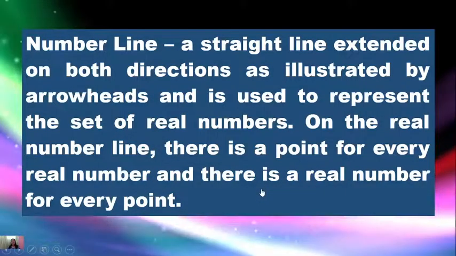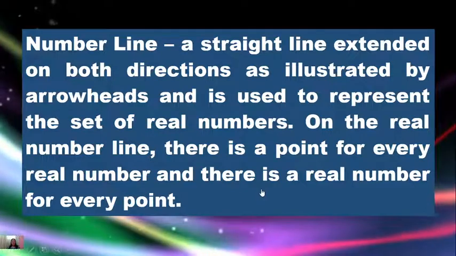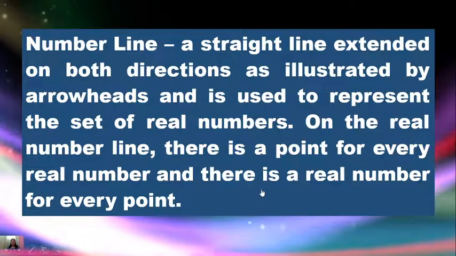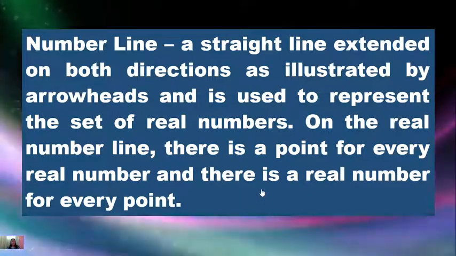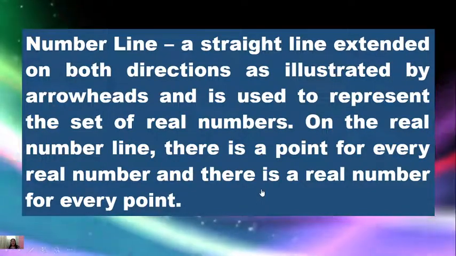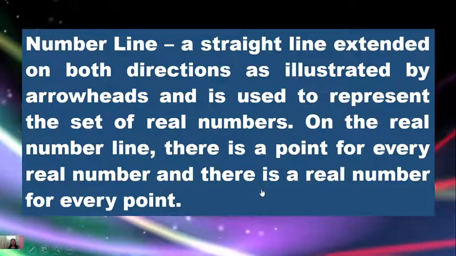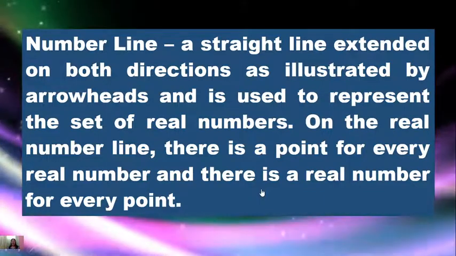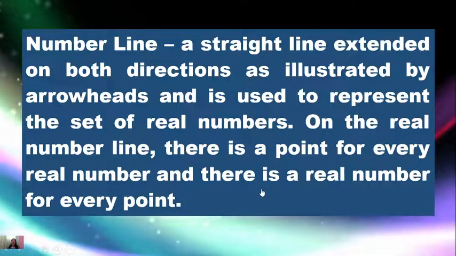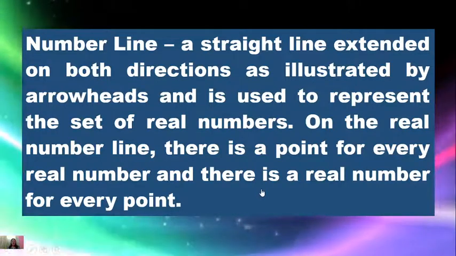Next. Number line. Another way of illustrating subsets of real numbers is a number line. As we all know, a number line extends in both directions as illustrated by arrowheads and is used to represent the set of real numbers. On the real number line, there is a point for every real number and there is a real number for every point. And this number line is very useful in arranging real numbers in increasing or decreasing order.